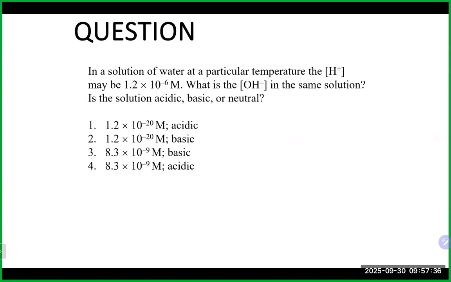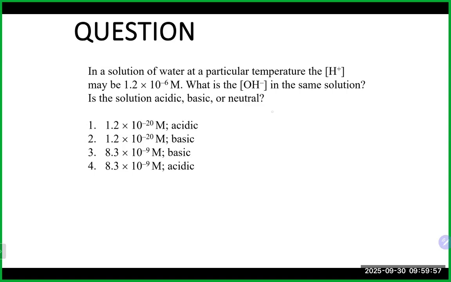All right, so I think we did an example at the end last time, so let's continue on here. So I think we're at this example. In a solution, a particular H plus concentration is 1.2 times 10 to the minus 6. What would be the hydroxide concentration? And is the solution acidic, basic, or neutral? So give it a go. Let's see what you come up with.